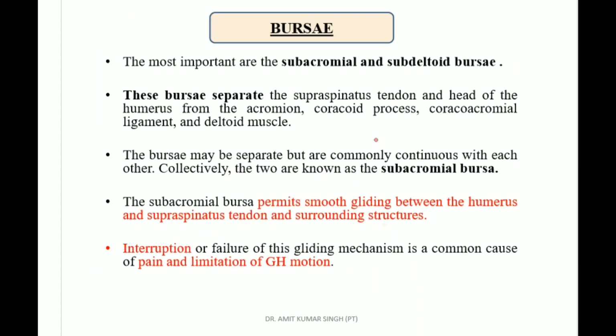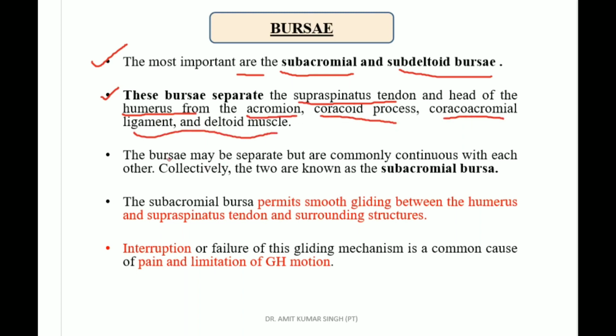Coming to the last part of the stability section, that is bursae. The most important bursae in the shoulder complex are the subacromial and subdeltoid. These bursae separate the supraspinatus tendon and head of the humerus from which areas or bones? The acromion, the coracoid process, the coracoacromial ligament, and the deltoid muscle. The bursae may be separate, but they are commonly termed collectively the subacromial bursa.